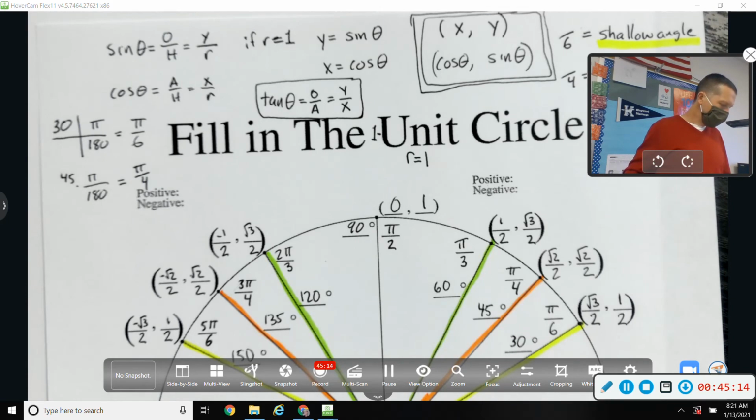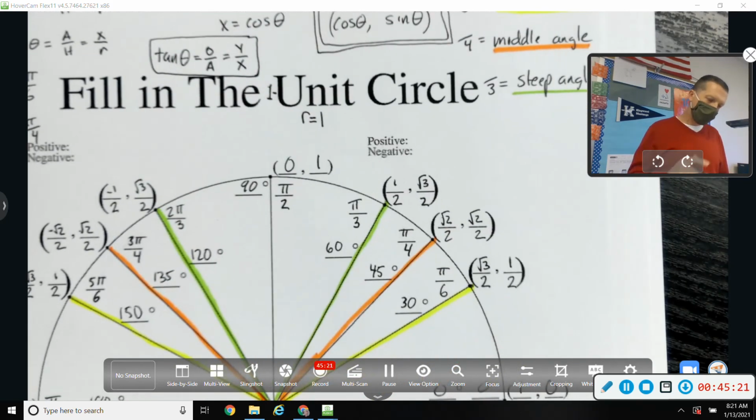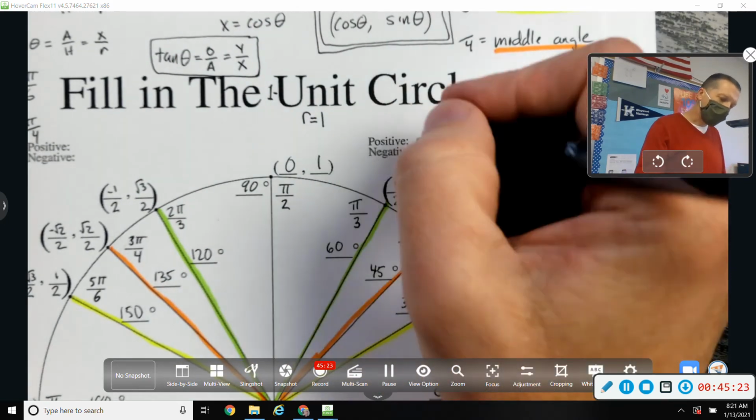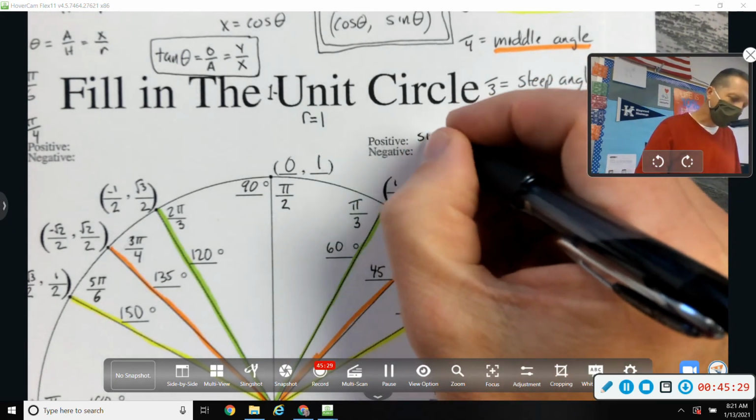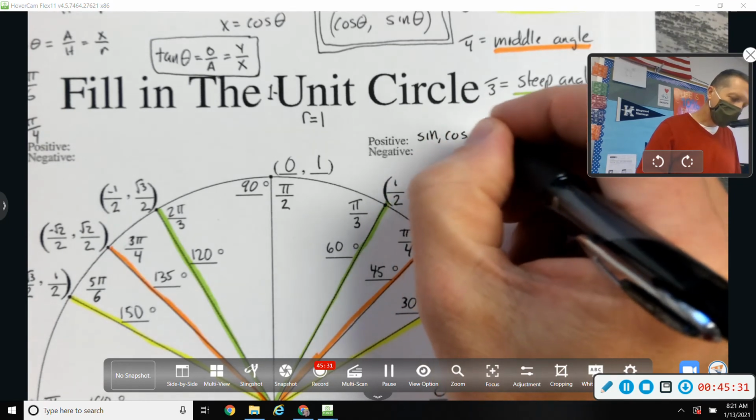Right, let's say one more thing, and then we'll do some of the worksheet together. This positive, negative stuff is talking about sine, cosine, and tangent. We've talked about this a little bit already. In the first quadrant, everybody's positive. Sine, cosine, tangent, nobody's negative.